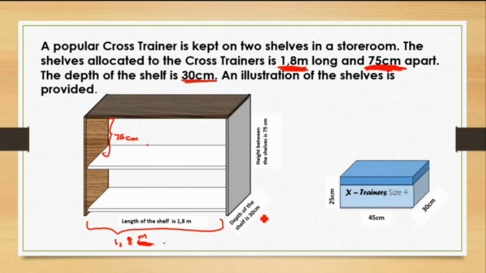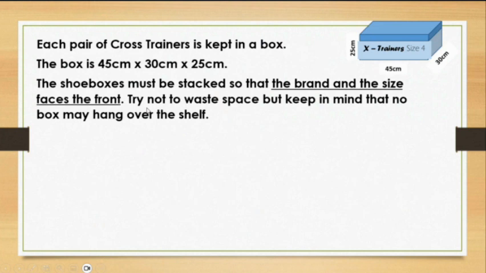Now, I can see that the odd one out is the length of the shelf. I think that needs to be converted, because if we need to calculate how many cross trainers we are going to fit here, then all of them need to be in the same unit of measurement. Now let's go and see what the question says.